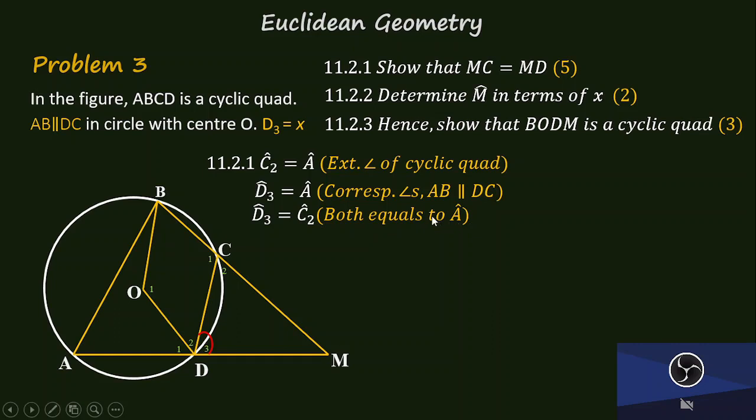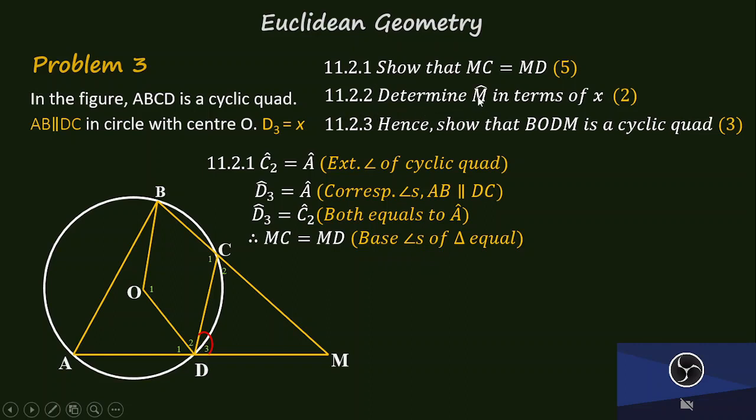Now we have just shown what they wanted us to do. Remember, we said that to show that MC equals MD, you simply have to show that the base angles there are equal, right? So sides opposite equal angles are equal, and of course angles facing equal sides are also equal. So therefore MC equals MD, the base angles of the triangle are equal.